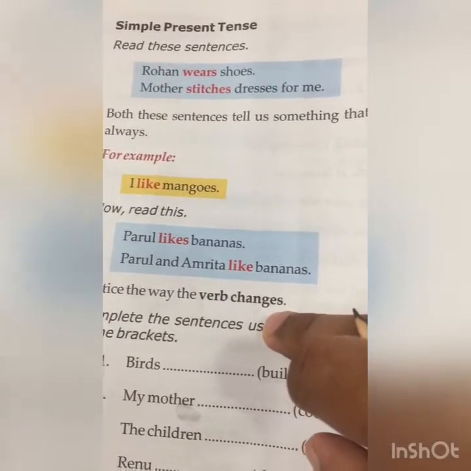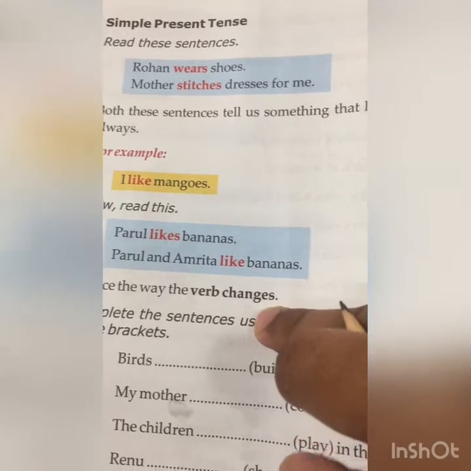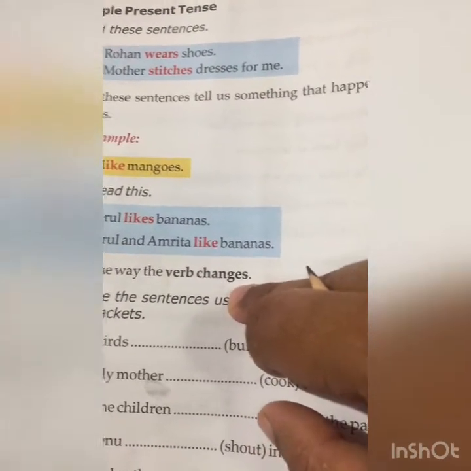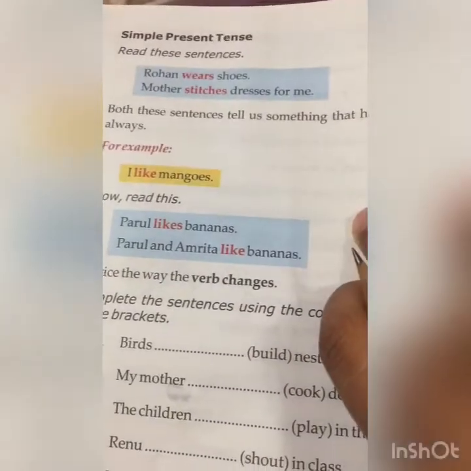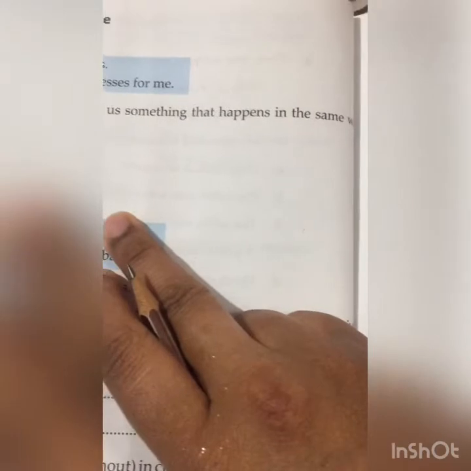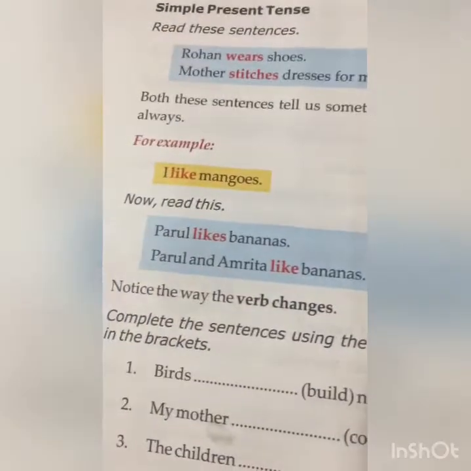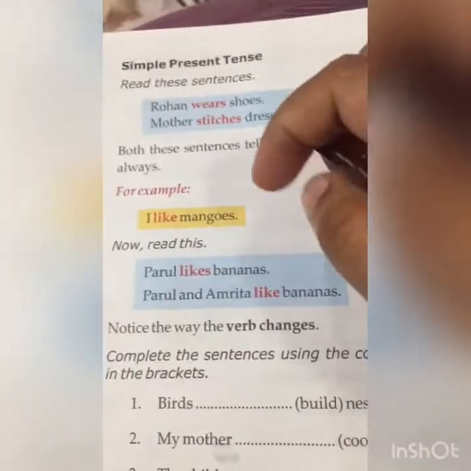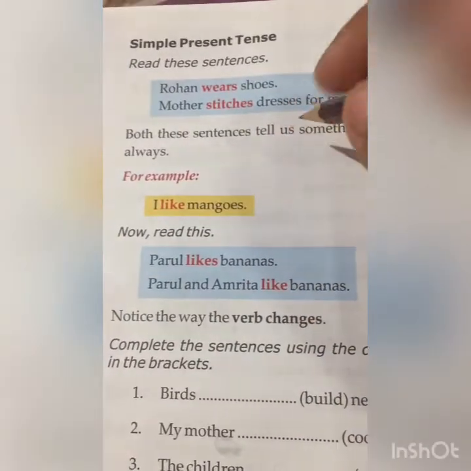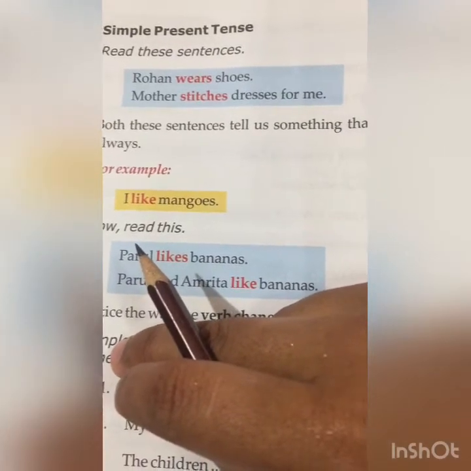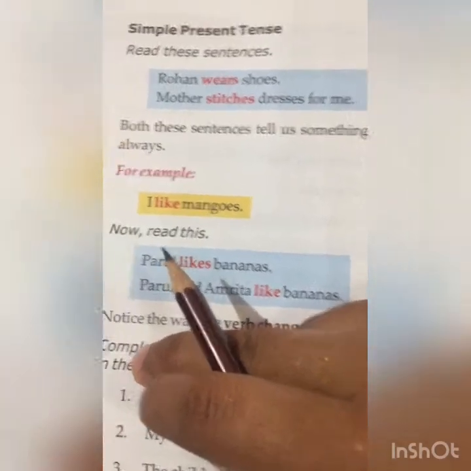Read these sentences. Rohan wears shoes. Mother stitches dresses for me. Both these sentences tell us something that happens in the same way always. Okay, now we have read two sentences. Rohan wears shoes. Mother stitches dresses for me.